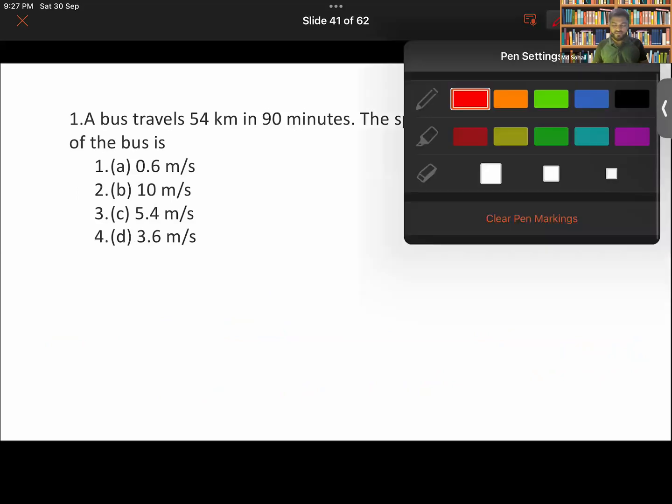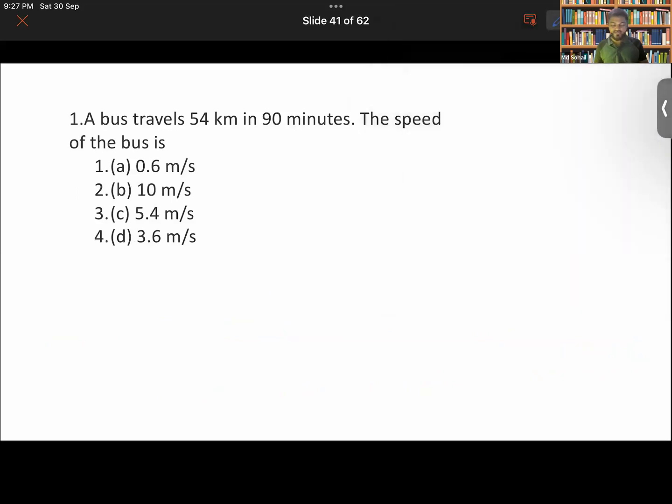One more question is there. Let's quickly get done with this one also. A bus is traveling at a speed of 54 kilometer in 90 minutes. The speed of the bus is. Yes, all three of you try it quickly. And take care of the unit.